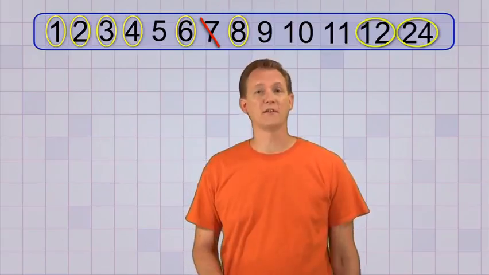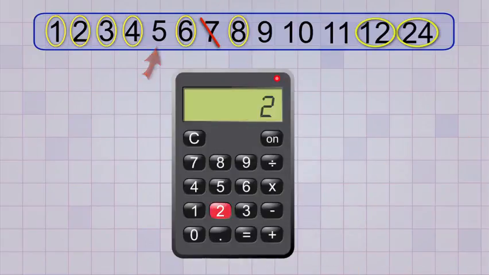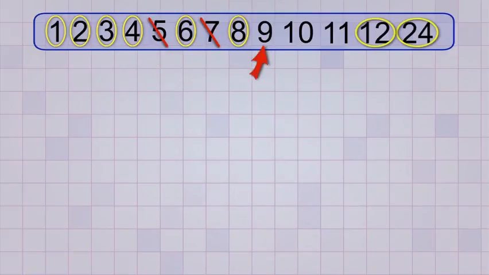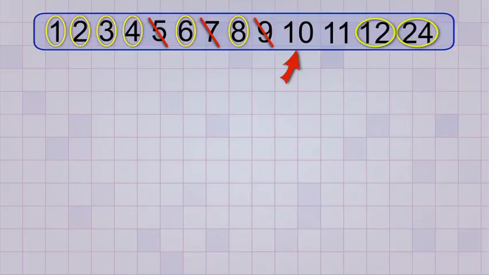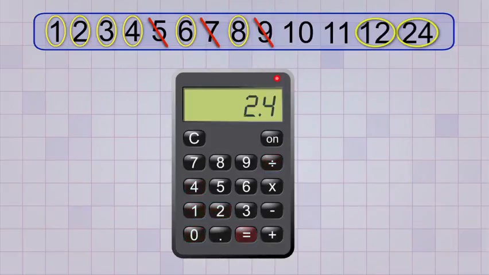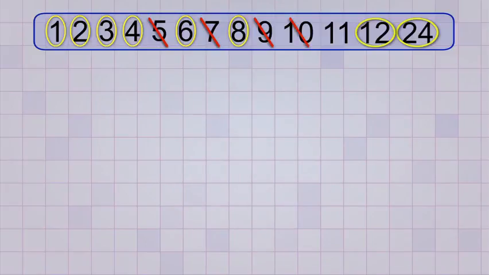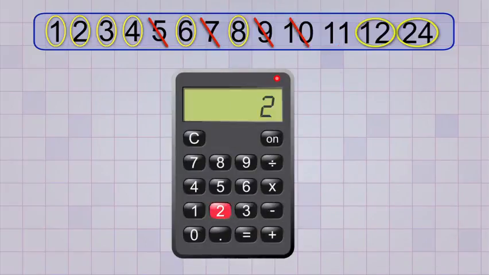Okay, let's move on to the next number we haven't checked, 5. 24 divided by 5 equals 4.8. Well, that didn't divide evenly because our answer is a decimal number. That means that 5 is not a factor of 24. Next, we'll try 9. 24 divided by 9 equals 2.66666. That's definitely not a factor. Okay, how about 10? 24 divided by 10 equals 2.4. Nope, that's a decimal number, so 10 is not a factor. It looks like the last one we have to try is 11. 24 divided by 11 equals 2.181818. That's not a factor either.